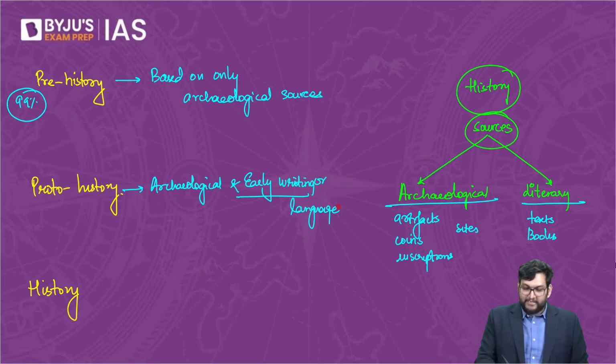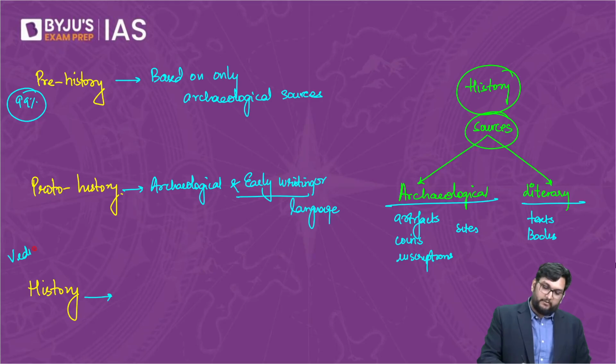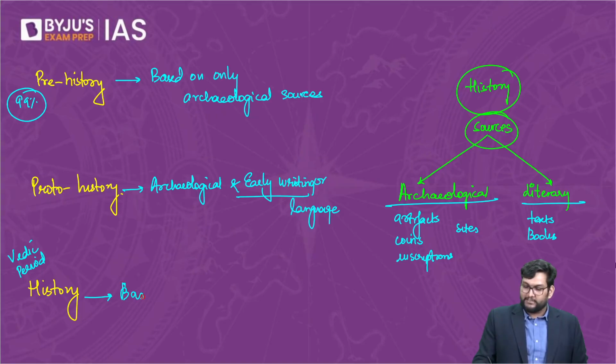And the real history starts from the Vedic period, where we get the Rig Veda as the first text. This is called history based on literature, books, and manuscripts, as they're called. Manuscripts means early books.